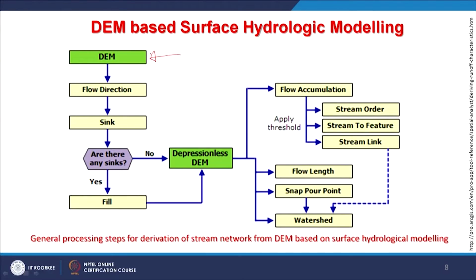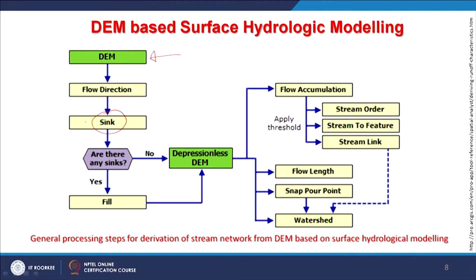So the input is the digital elevation model. The first thing we generally do is derive the flow direction. Flow direction is more or less like your slope map. Then we identify the sinks. Why sinks? Because of the assumption I just mentioned. The sinks are depressions, artifacts, or errors within your digital elevation model.